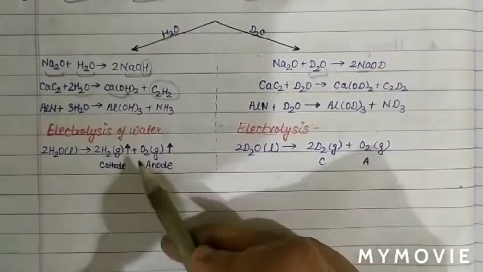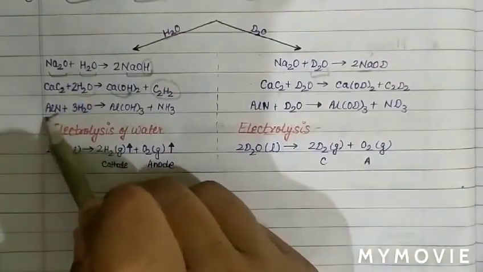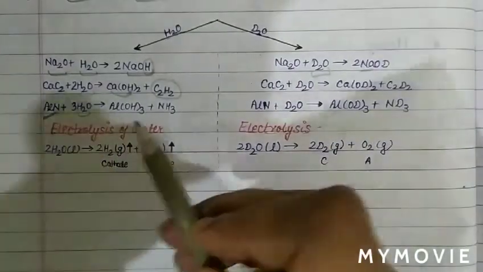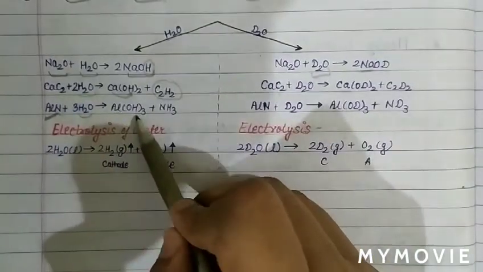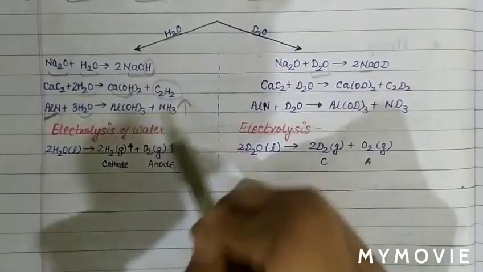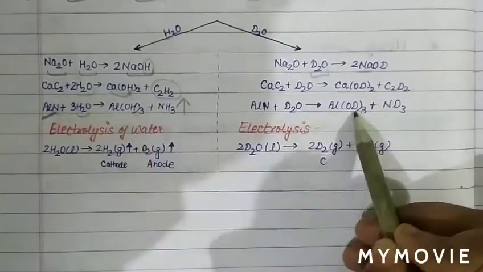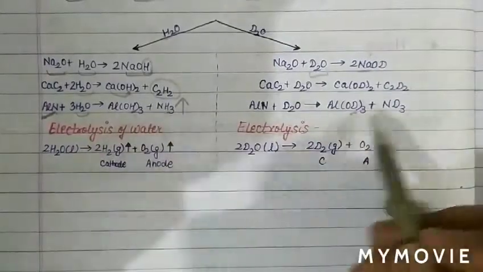Now see the next reaction. When aluminum nitride, AlN, on hydrolysis gives Al(OH)3 plus evolution of ammonia gas. See, here H will be replaced by D, and again H will be replaced by D.